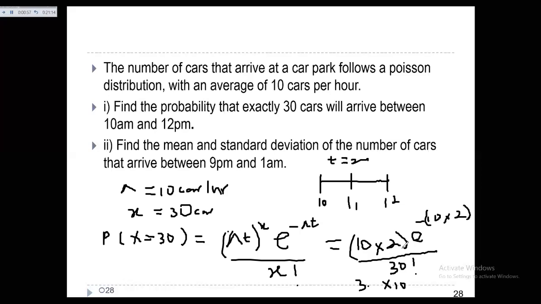So, I hope you raise this to the power 30. That is X, okay? So don't forget that we left it out. So that is 20 raised to the power 30 times e raised to the power negative 20 over 30 factorial. So if you didn't do it that way, redo it again and let me have your answer.